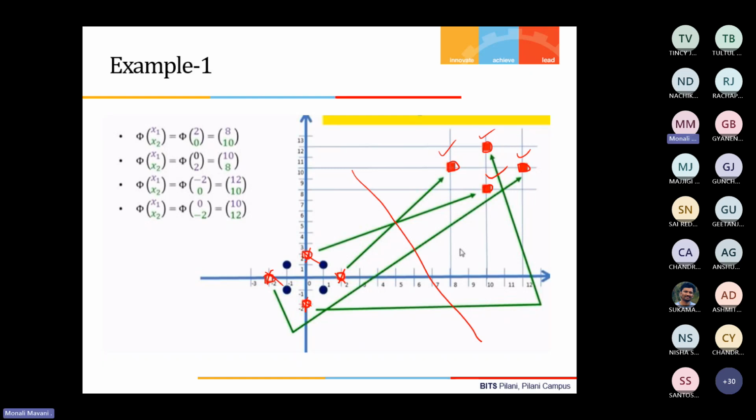How many support vectors? Three. How many blues and how many reds? Blue 1, red 2. Yes. So blue 1 is a support vector and these red 2 are the support vectors. So 3 support vectors we have identified.